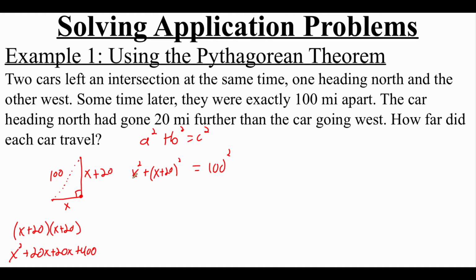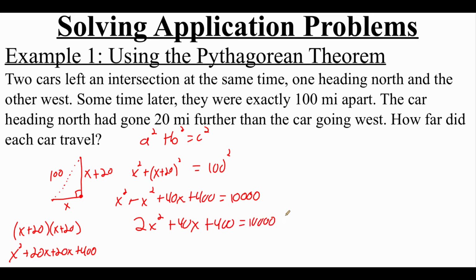So on the left-hand side of this equation, we're going to have x squared plus another x squared plus 40x plus 400 equals, now on the right-hand side, when we take that 100 and square it, we're going to get 10,000. Now we can combine these x squareds to get 2x squared plus 40x plus 400 equals that 10,000.